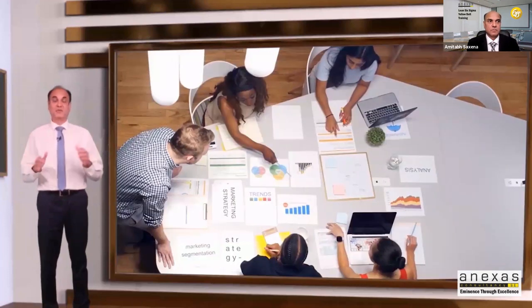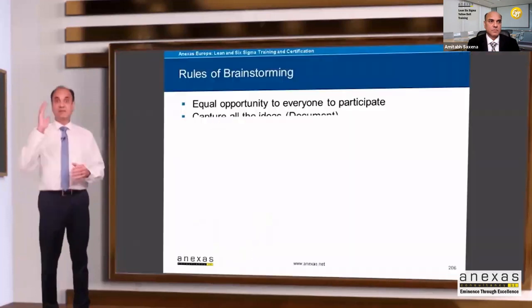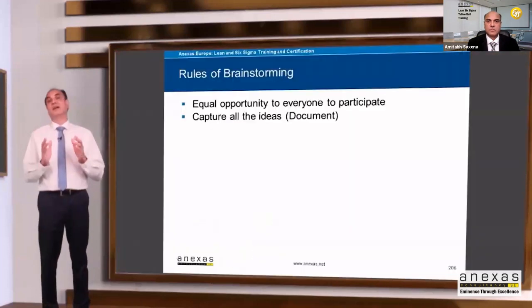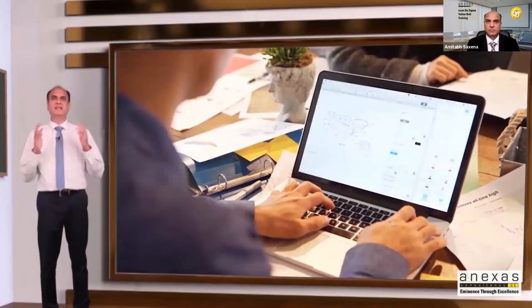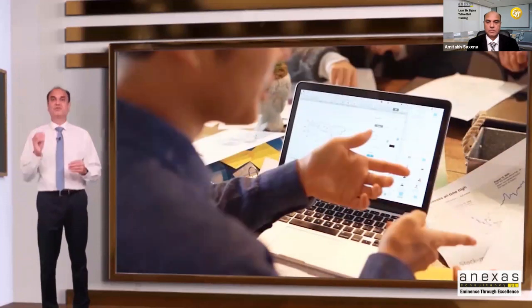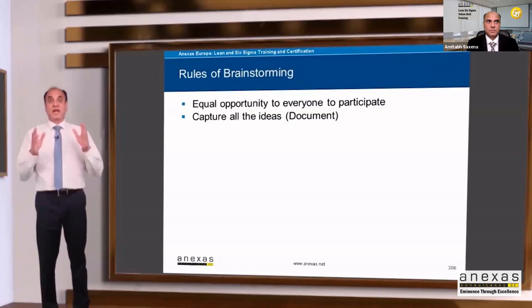So tell them to participate, and you can use different techniques. As I told you, we will be learning these in the improve phase. Capture all the ideas, so document all the ideas, whatever is being discussed, whatever ideas the participants give. Someone should be there to document, or you can appoint a scribe to document all the ideas.